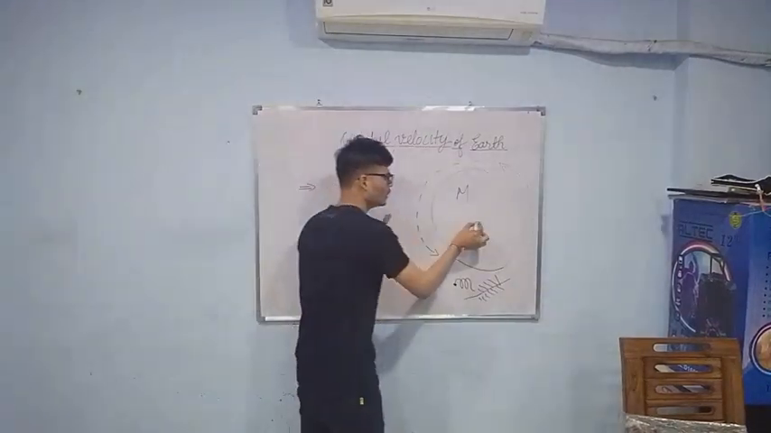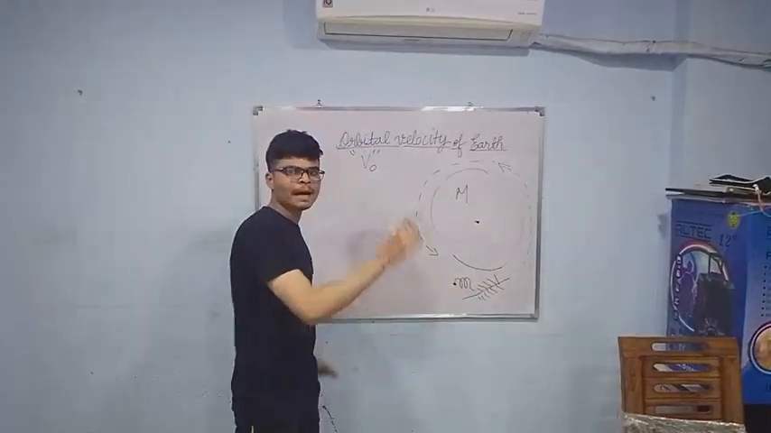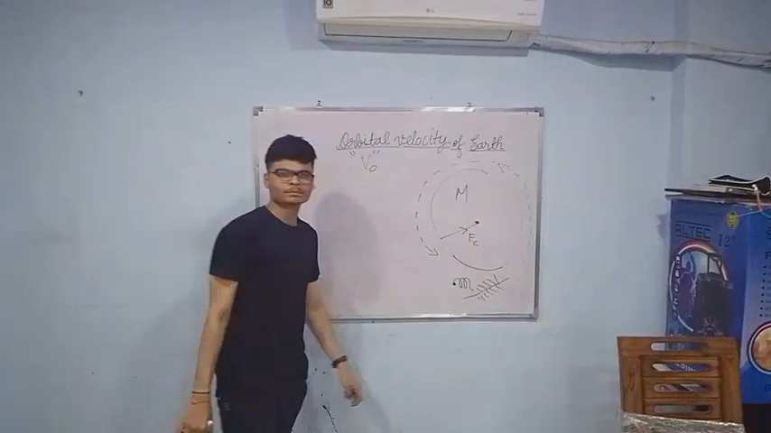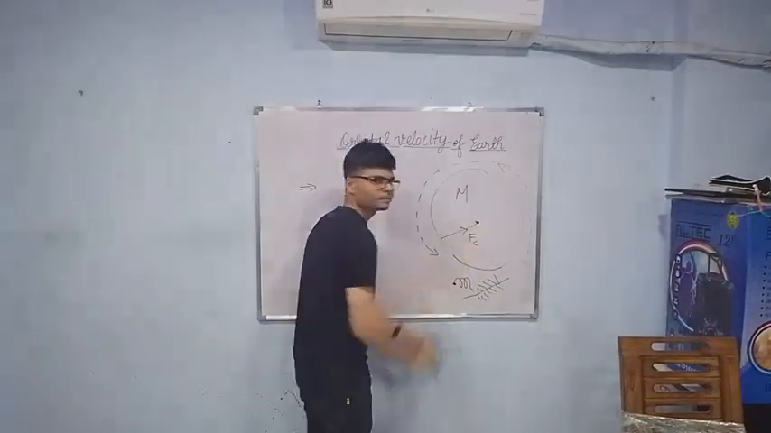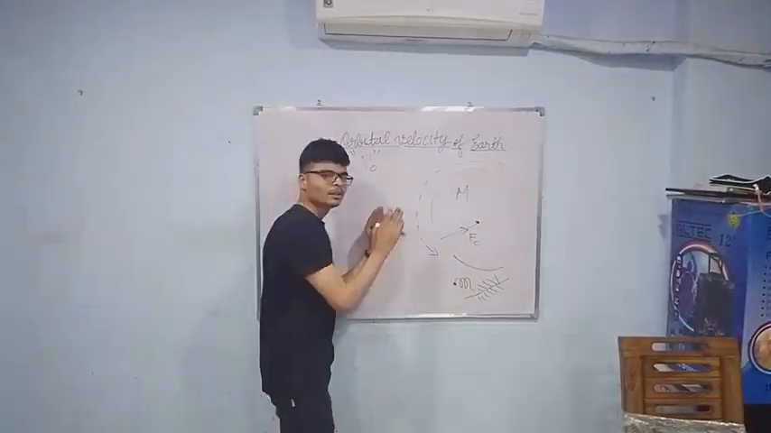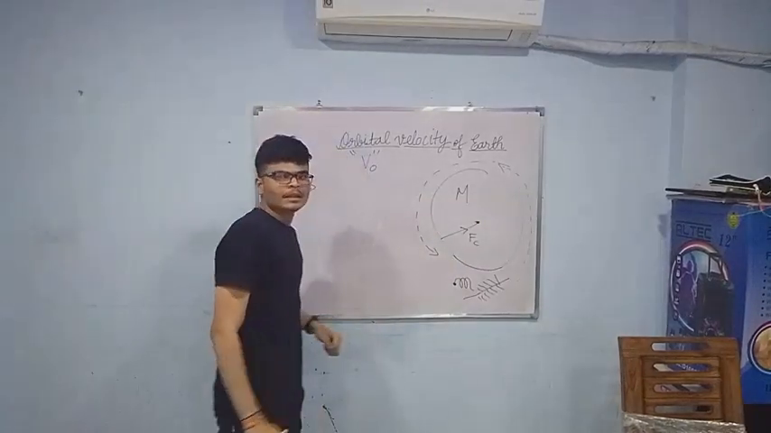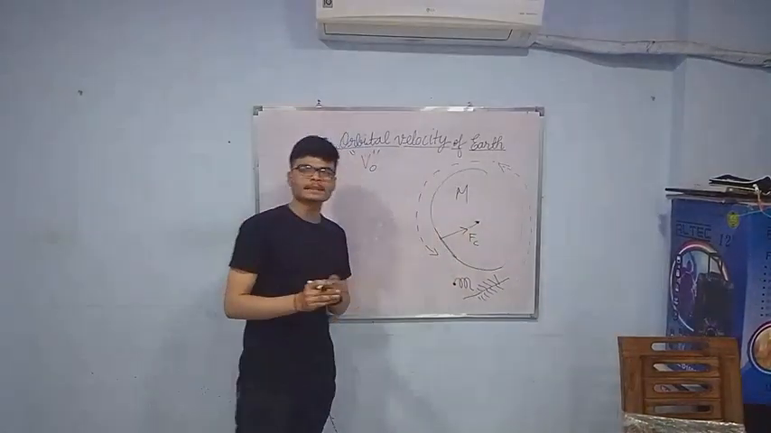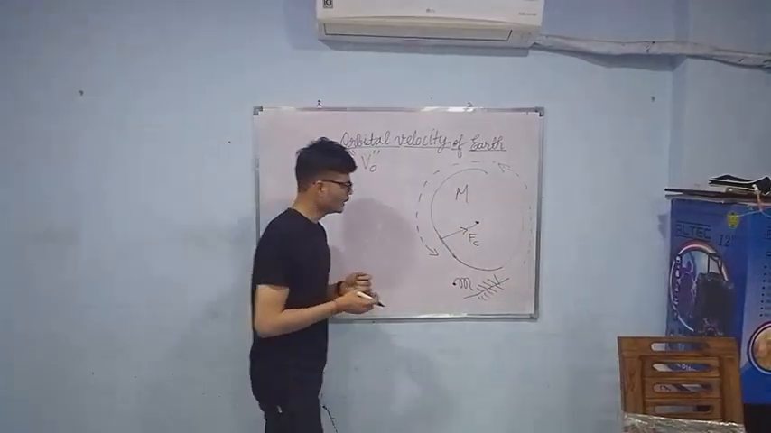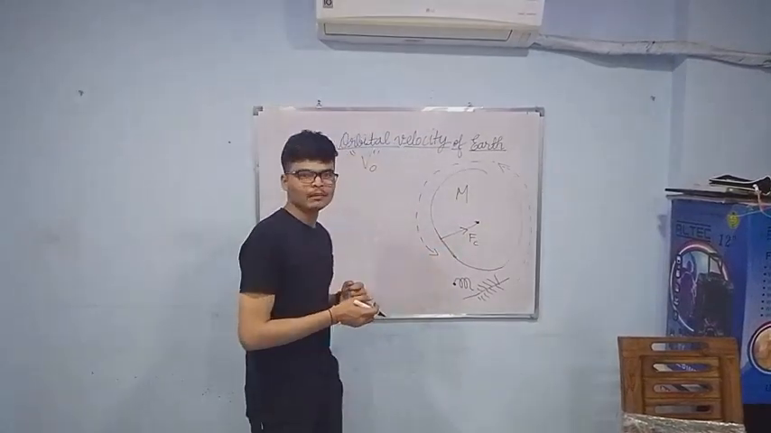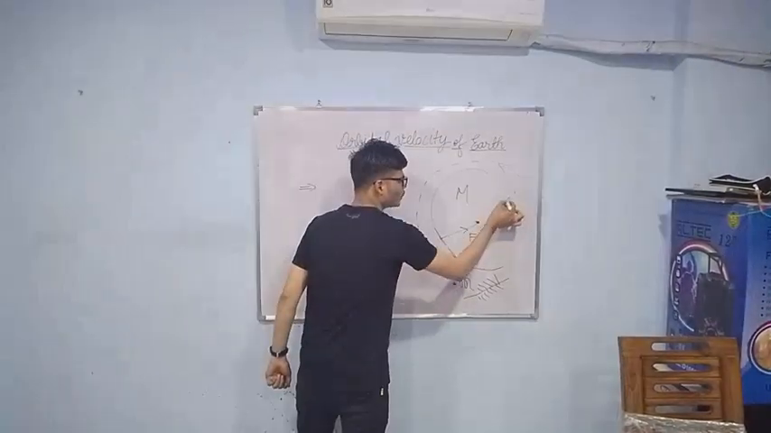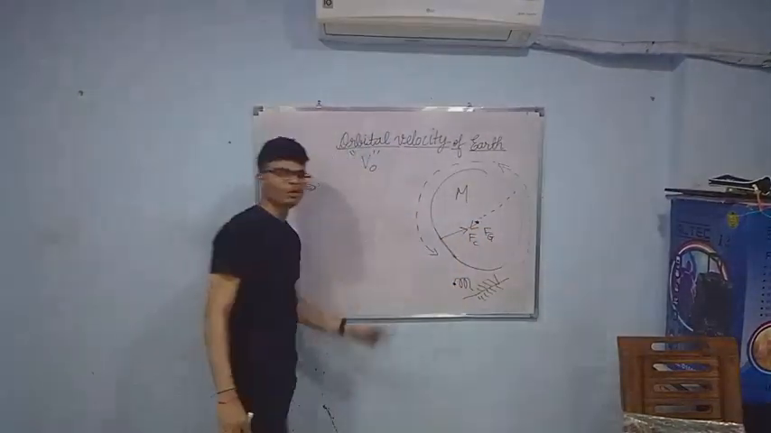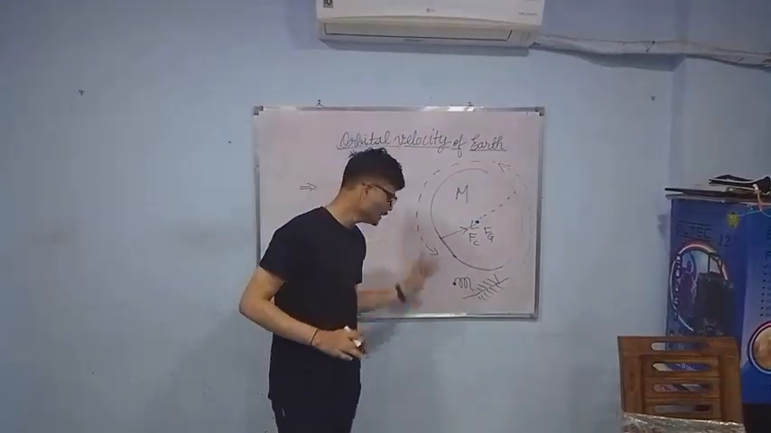In order to move in a circular path, a body needs centripetal force, which is represented by mv squared by r, directed towards the center. Some force is required to balance this centripetal force. Here the force of gravitation acts between the Earth and the satellite.